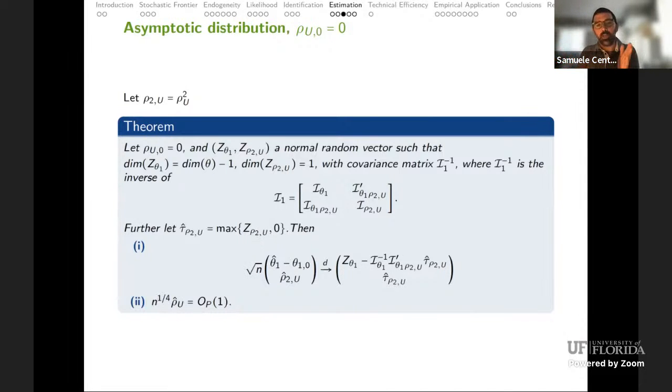Actually, sorry, I said something that is incorrect. It's not going to be a half normal. It's going to be a distribution that has a mass point at 0 with probability 1/2. This variable is going to be 0, and with probability 1/2 it is going to come from a normal distribution on the positive real line. So this distribution is non-standard, and this is going to create problems when we want to do inference, confidence intervals, testing at rho u equal to 0. It is not going to be standard. We'll have to find other ways to do inference in that case.